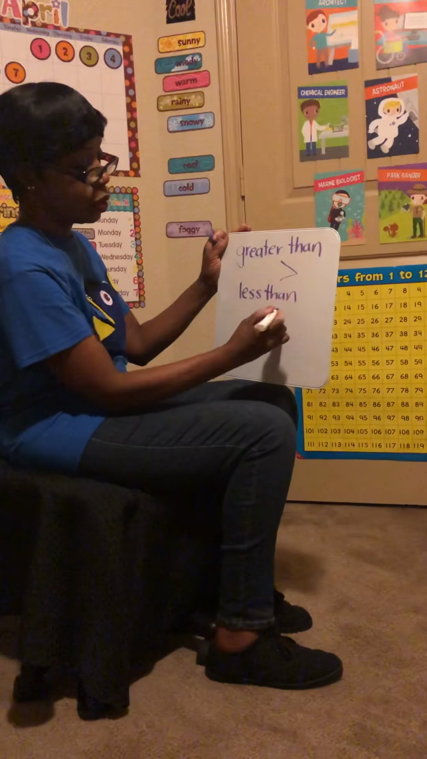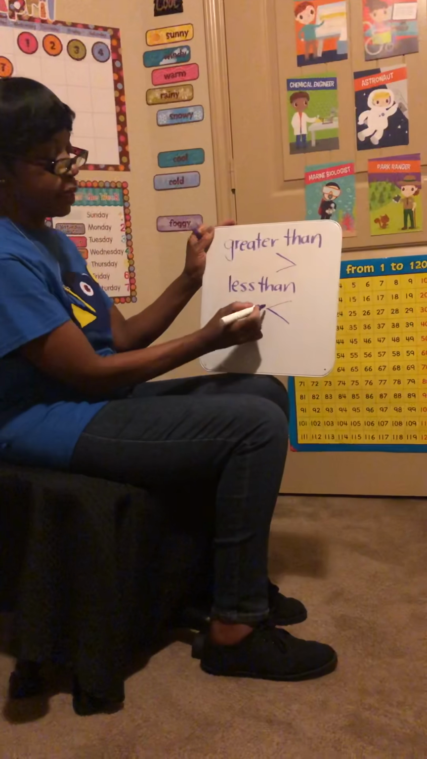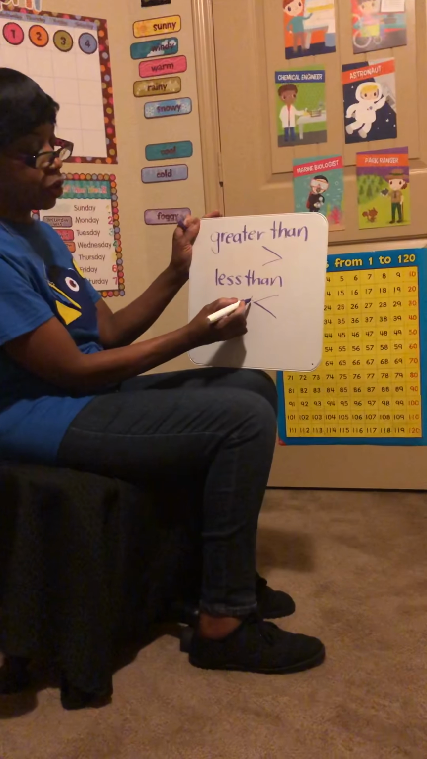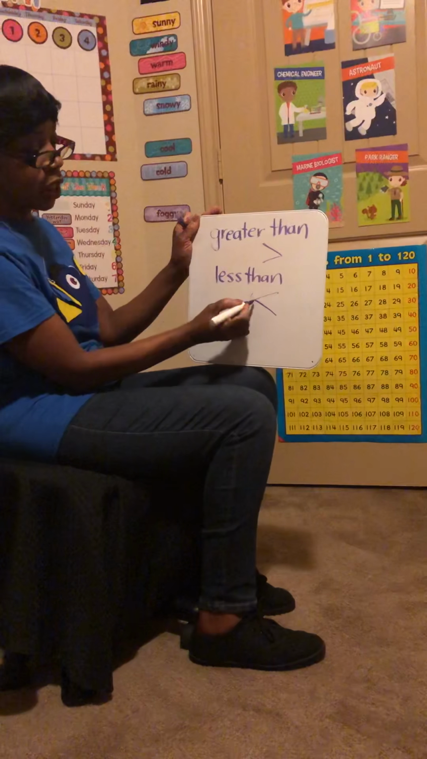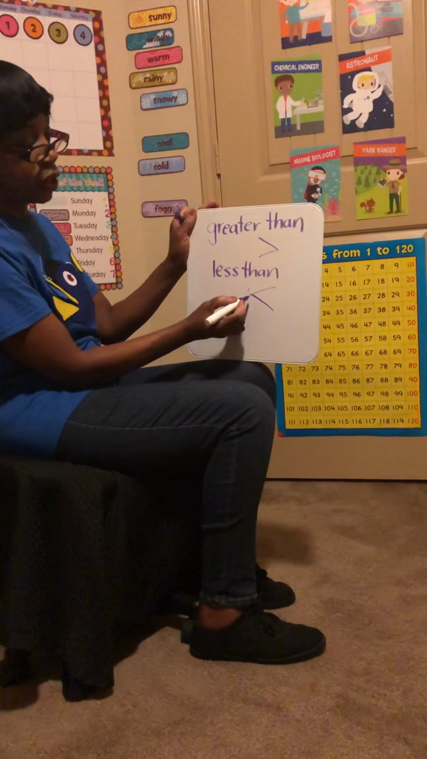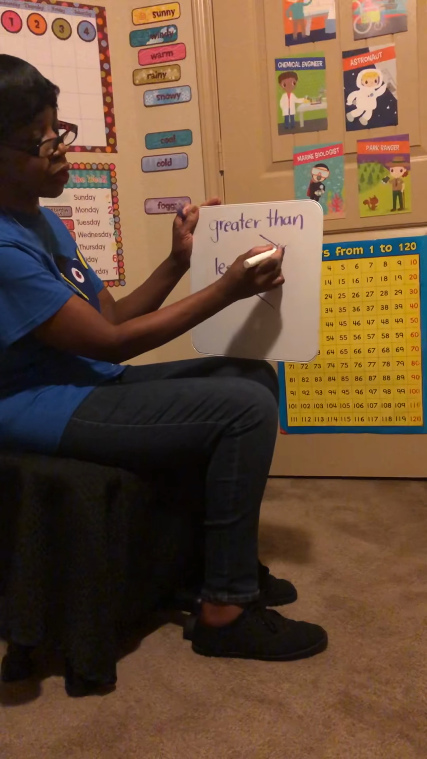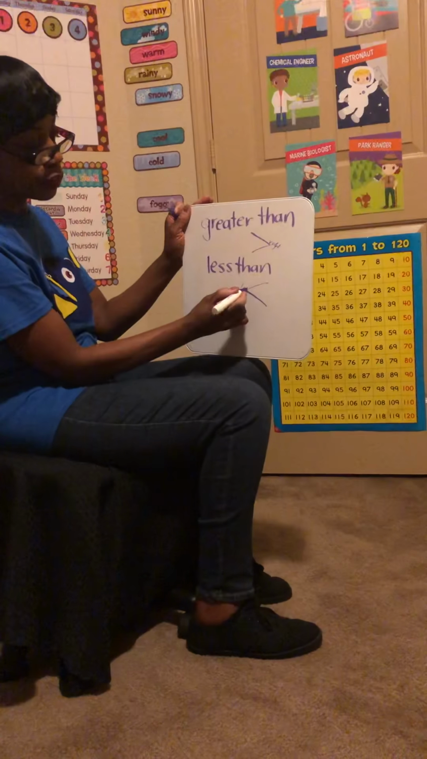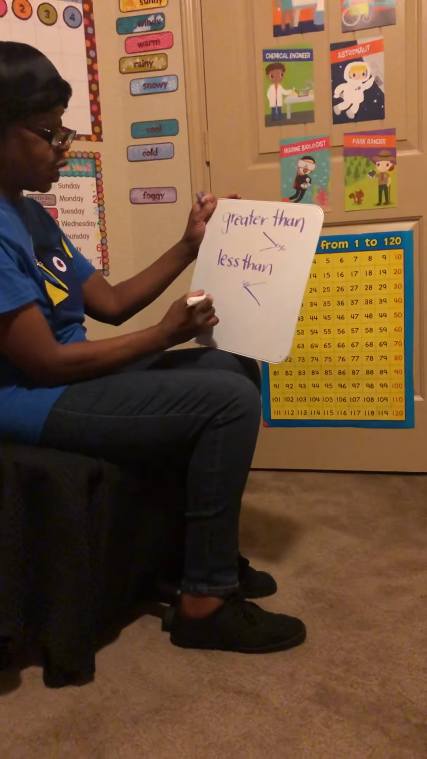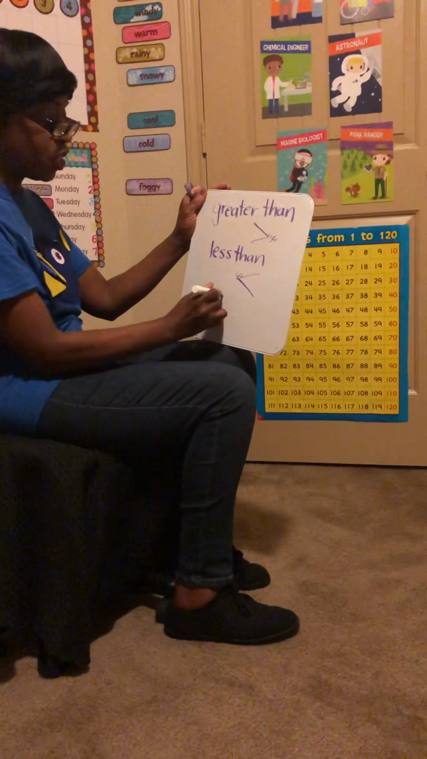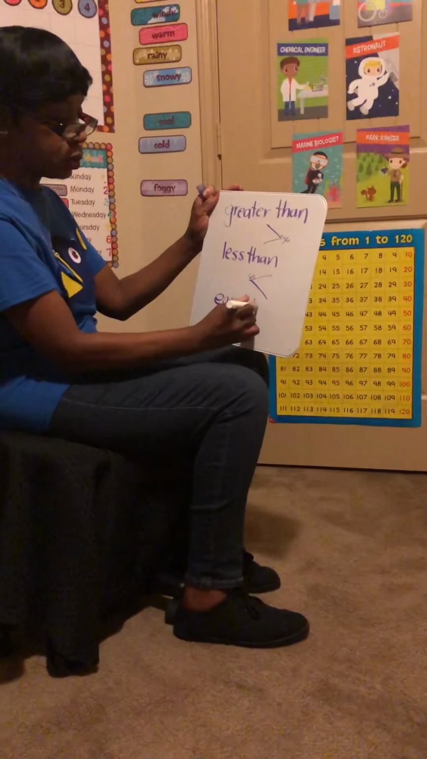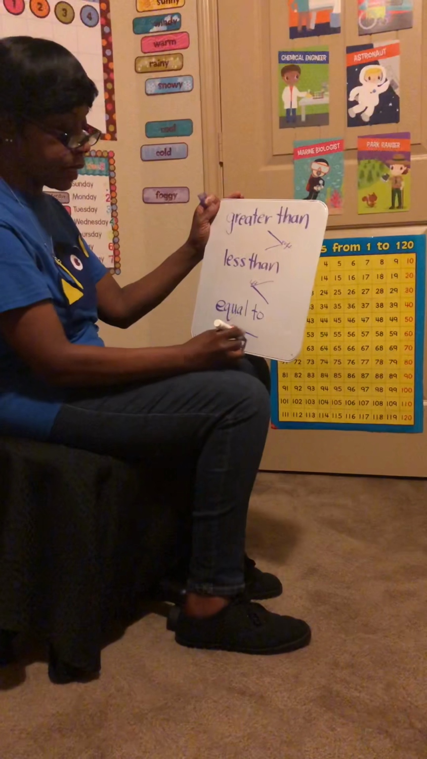Less than looks like this. Less than, it has an L, less, and it goes to the left. The dot goes to the left. This one, greater than, goes to the right. Remember Ms. Brown told y'all about that? And then equal to is the easiest one of all, because it's just two straight lines.